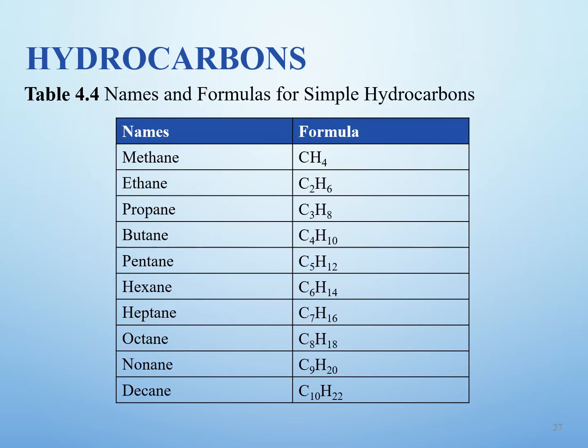Here's a table of some common, simple hydrocarbons. Methane is CH4, ethane is C2H6, propane is C3H8. We hear of methane a lot, and propane, and butane too, C4H10. We have pentane, C5H12, hexane, which we use in lab sometimes, C6H14, heptane, C7H16, octane, C8H18, nonane, C9H20, decane, C10H22. You don't really need to memorize this, but these are some of the hydrocarbons that we have.